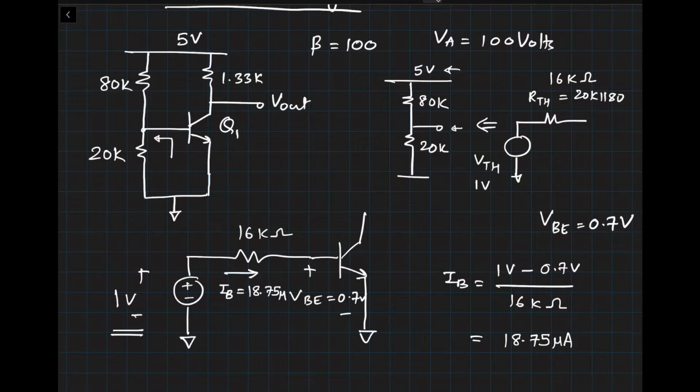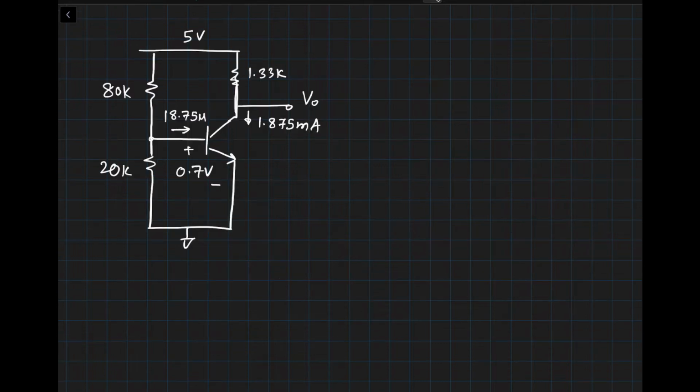Now we will assume first that the transistor is in forward active region, and then verify if our assumption is correct at the end. If you assume it's forward active region, then we know the beta is going to be 100. So IC is going to be equal to 100 times 18.75 microamps, which is equal to 1.875 milliamps. Let me redraw the circuit again with all the details.